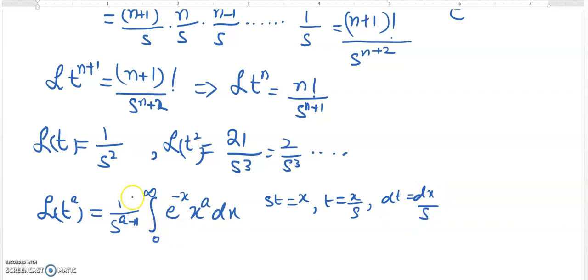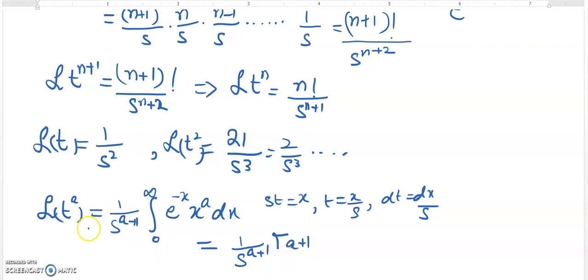So this integral is a special function which is called the gamma function. So it will be 1 over s power a plus 1 into gamma a plus 1. So this is the gamma function.